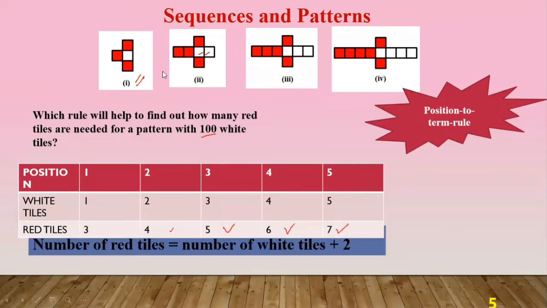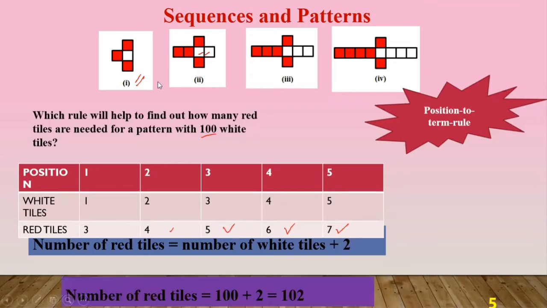To frame the position to term rule, how do we understand here? We can see that the number of red tiles is equal to the number of white tiles plus 2. So this is our position to term rule. You can see how you got this. If I put 100 white tiles here, the number of red tiles is simply 100 plus 2, which is 102. Got it? So this is how we describe the position to term rule when the pattern is given.